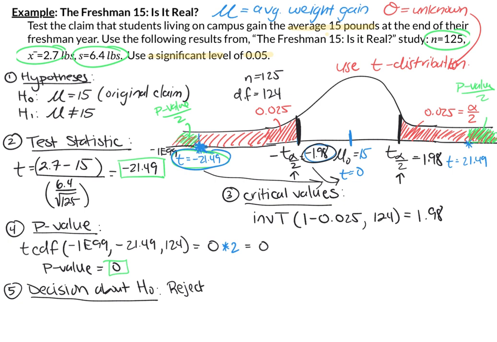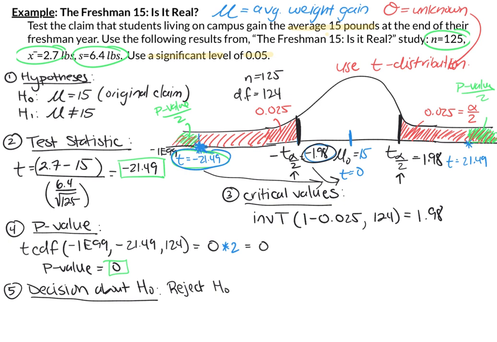If you're using the p-value method, you can see that the green shaded region on the left and the right when we add them together, the green shaded region is less than the total of the red shaded region in both the left and the right tail. So here we would also reject the null hypothesis because the p-value is less than our significance level.